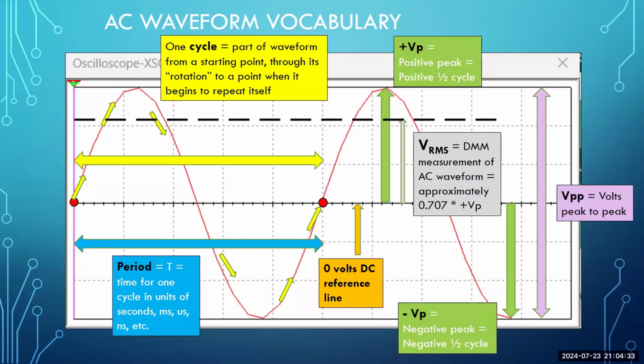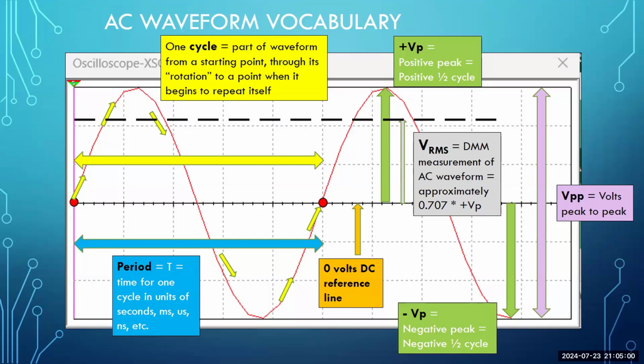That's called kinesthetic learning. So you see the words, you see the definition, you should speak the word cycle. Okay, you should say it. One cycle is the part of the waveform from a starting point, comma, through its rotation, in quotes, to a point when it begins to repeat itself. That's the definition of one cycle, and that's the part of the waveform I have between the two red dots.